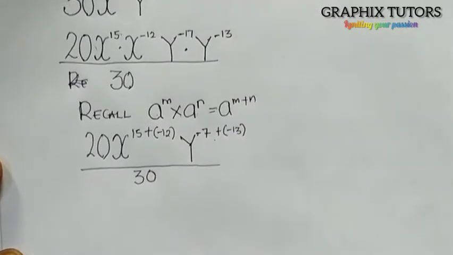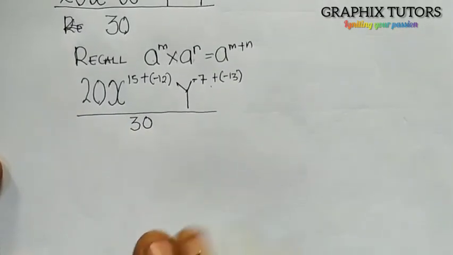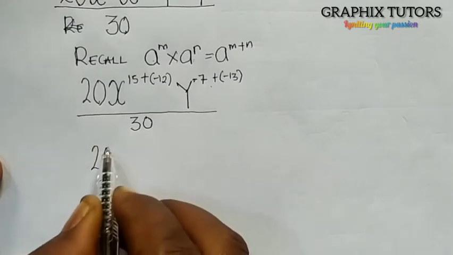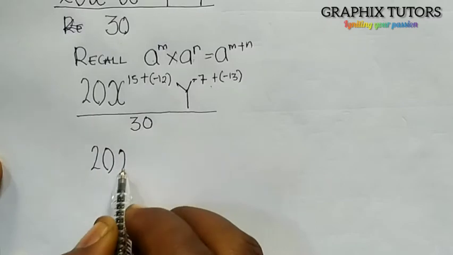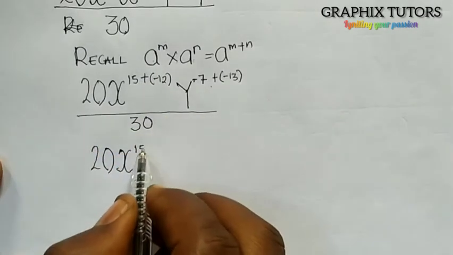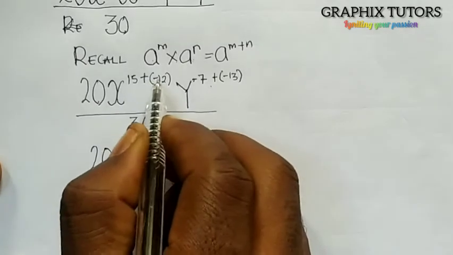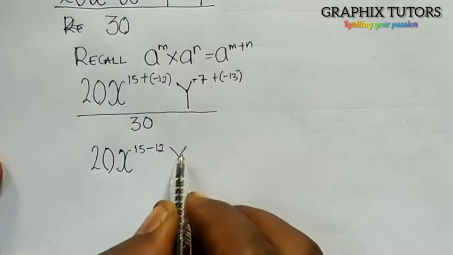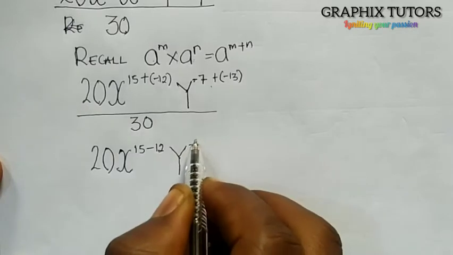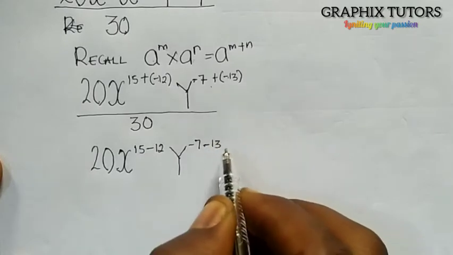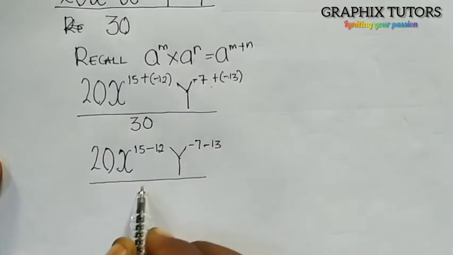Now, if I rewrite this again, I'll be having 20 x to the power of 15 minus, because plus times minus is minus, then we have 12. Then I have my y, minus 7, plus times minus will give you minus, and we have 13. All divided by 30.